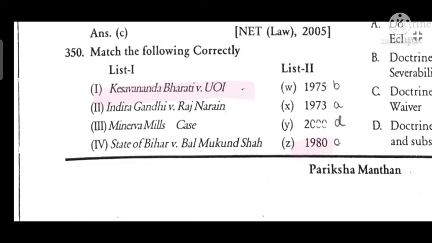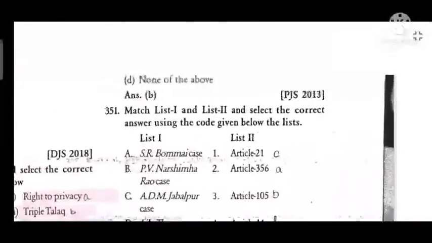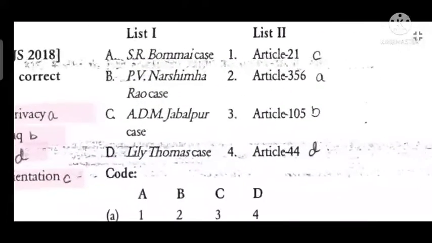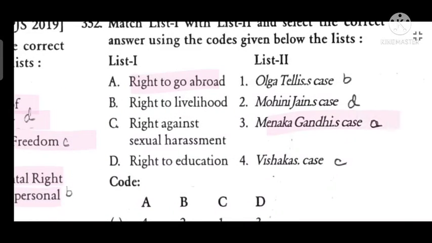Keshavananda Bharti versus Union of India, 1973. Indira Gandhi versus Raj Narain, 1975. Minerva Mills case, 1980. State of Bihar versus Bal Mukund Shah, 2000. S.R. Bommai case: Article 356. P.V. Narasimha Rao case: Article 105. ADM Jabalpur case: Article 21. Lily Thomas case: Article 44. Right to go abroad: Menaka Gandhi case.